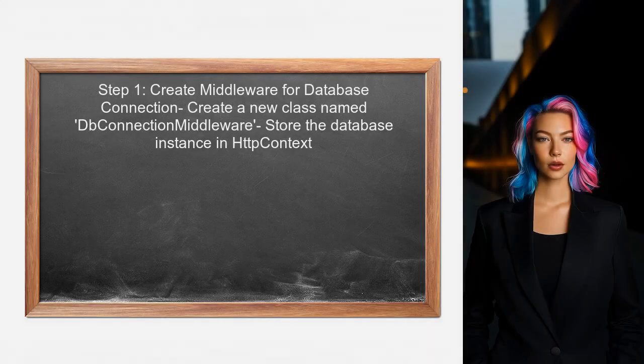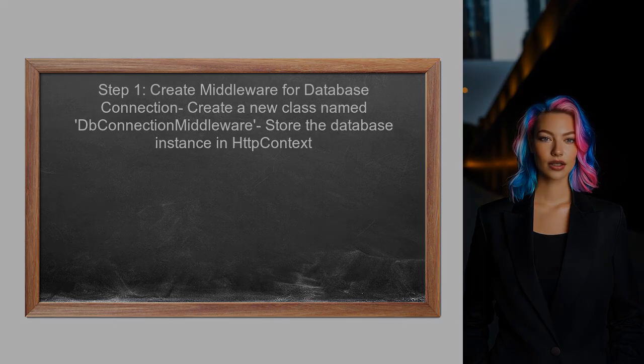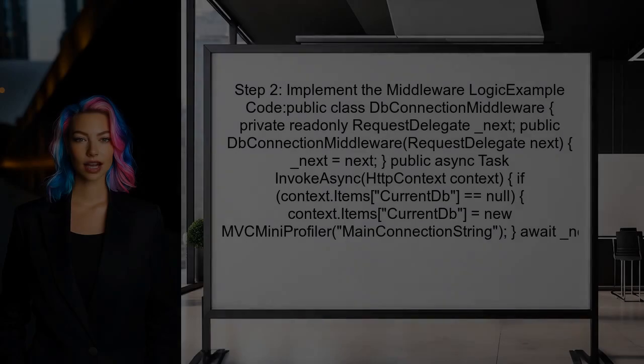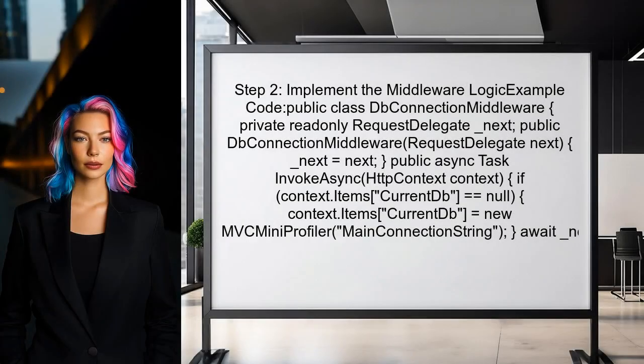To achieve per-request caching in ASP.NET Core, the user should start by creating a middleware that will handle the database connection for each request. This middleware will store the database instance in the HTTP context. Next, the user should implement the middleware. In the middleware, they will check if the database instance already exists in the HTTP context. If it does not, they will create a new instance and store it.